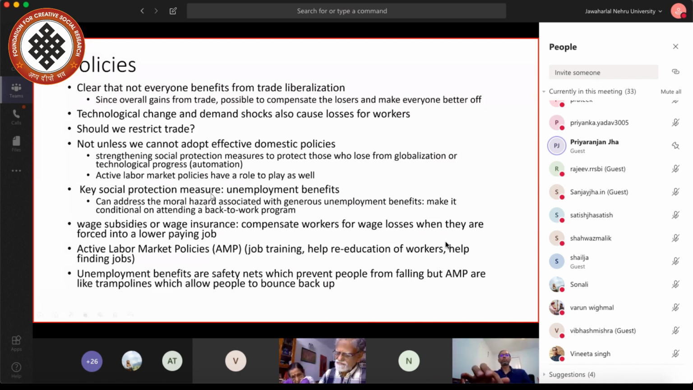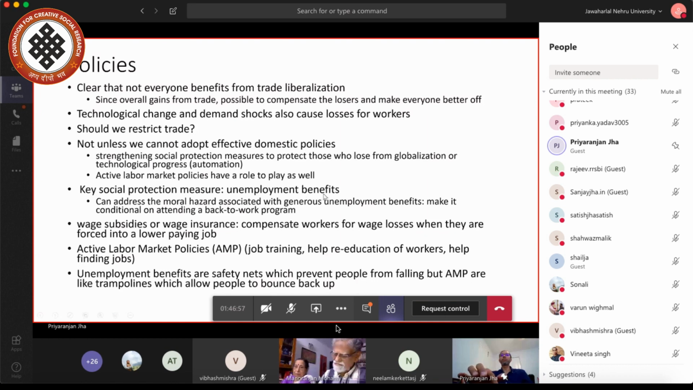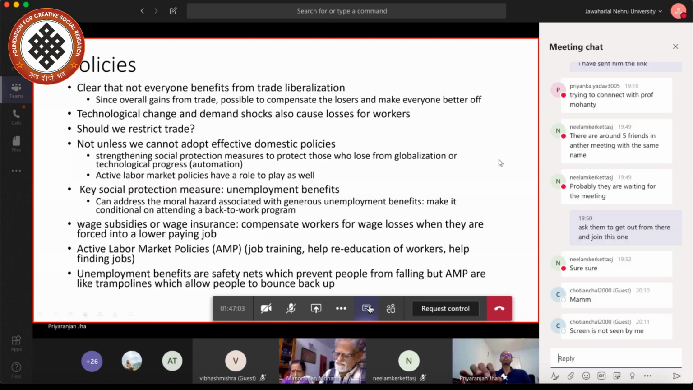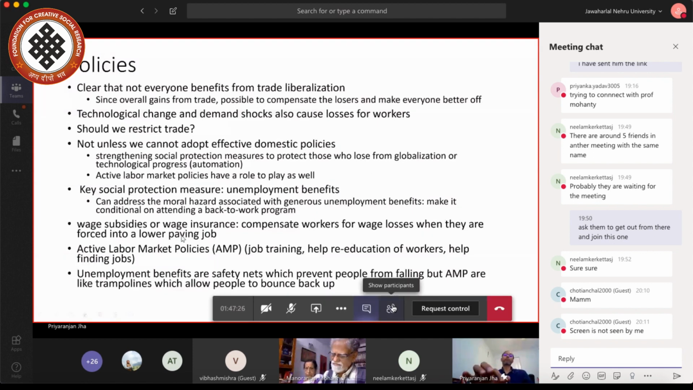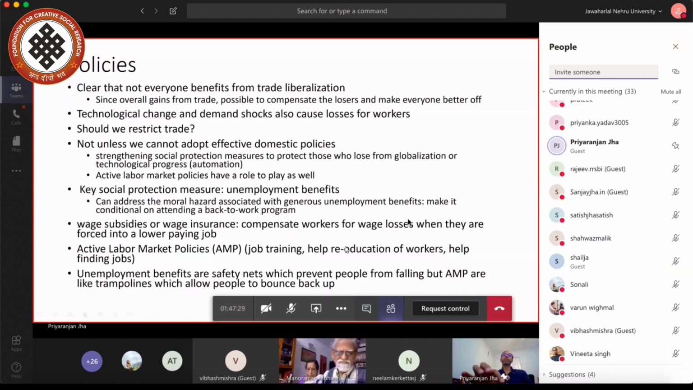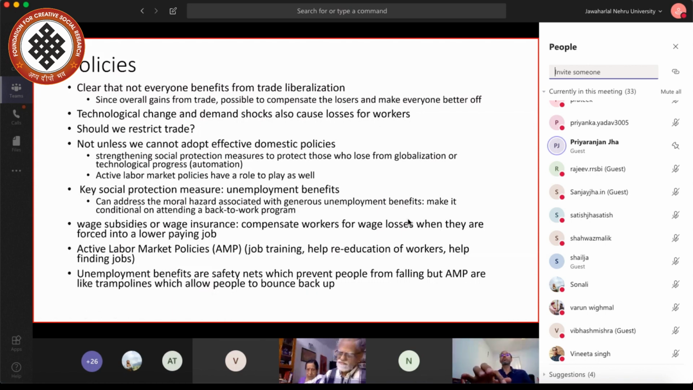The key social protection measure is unemployment benefits, and people say that if unemployment benefits are very generous, it's going to create moral hazard, that people will become lazy and won't work and so on. There is a way to fix that. You can make these benefits conditional on attending a back to work program and things like that. However, there is not much evidence that people become lazy and stop working if unemployment benefits are generous. Anyway, other policies could be wage subsidies or wage insurance. That could compensate workers for wage losses when they're forced into lower paying jobs.